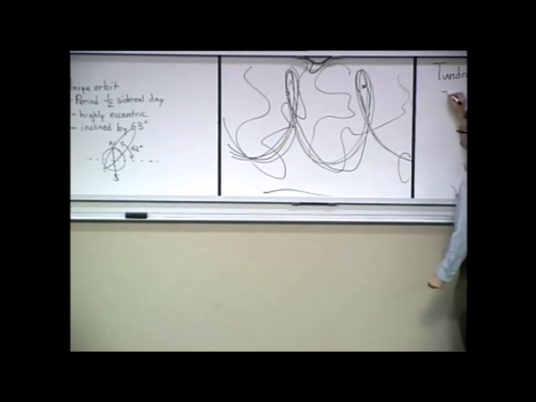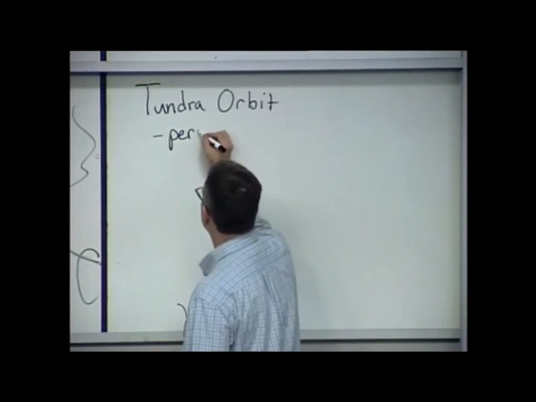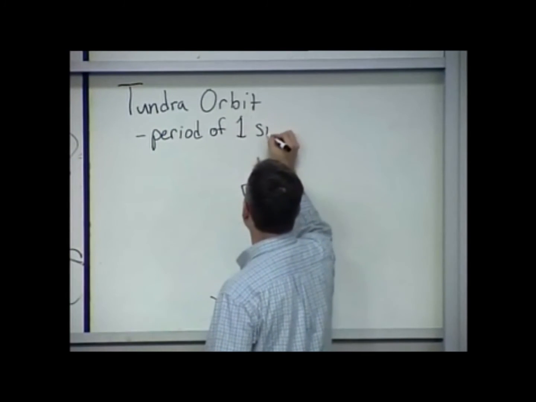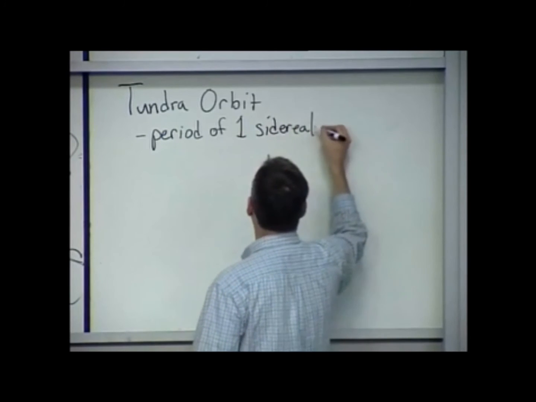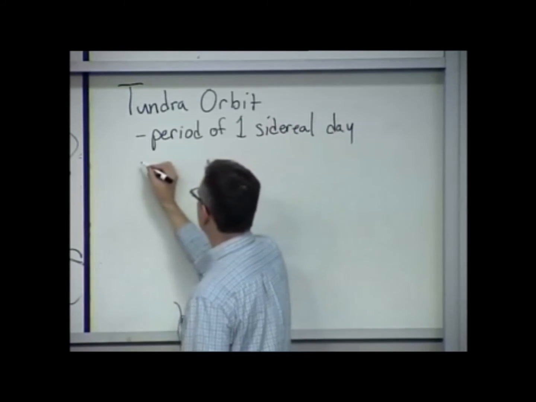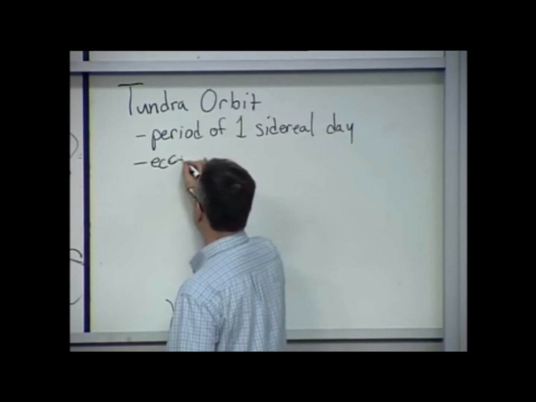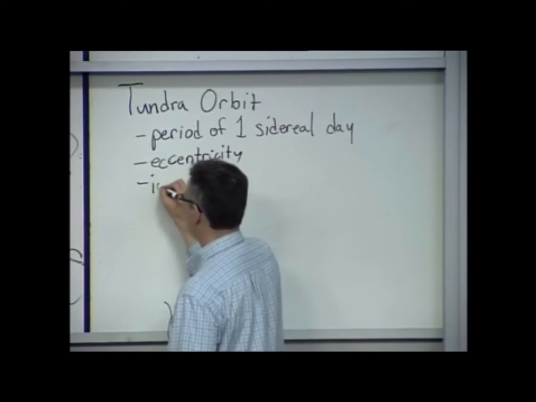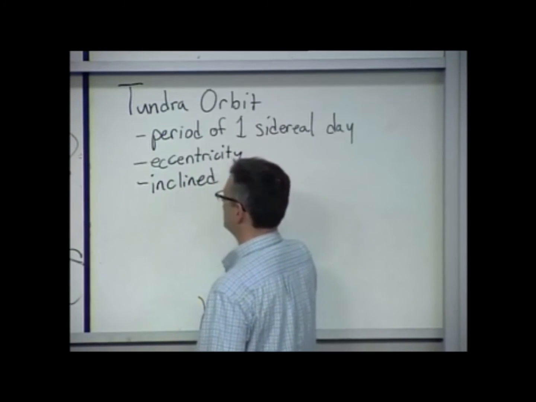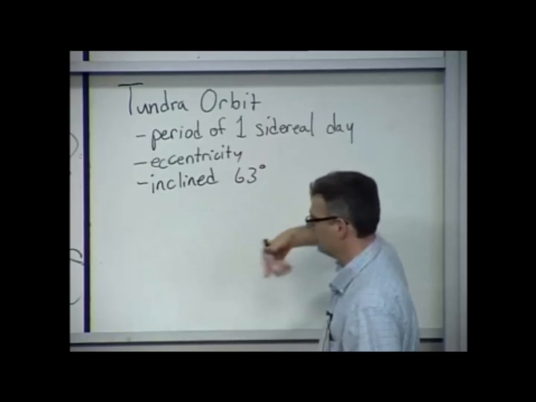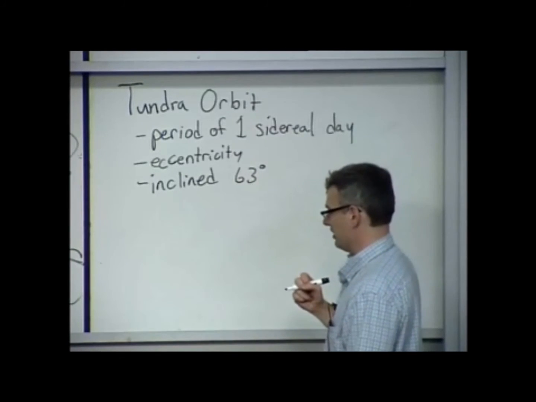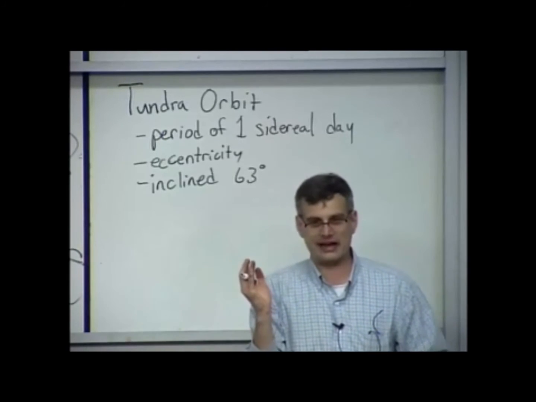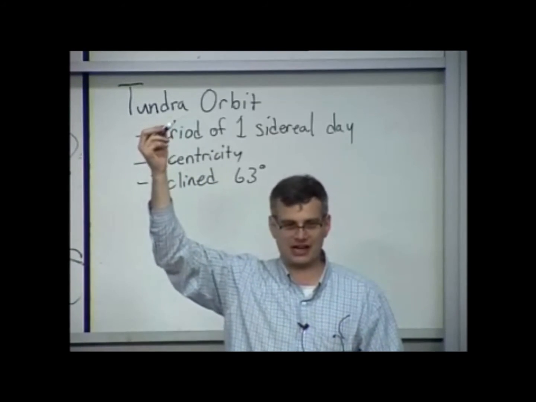is similar to the Molniya, except it has a period of 1 sidereal day. But otherwise, it is eccentric, with a different eccentricity. And it is also inclined at the exact same angle, 63 degrees, again, to minimize station-keeping operations. It also happens to be that when you incline an elliptical orbit like that, the apogee spends a lot of time in the northern hemisphere.